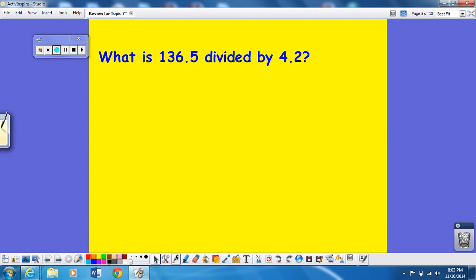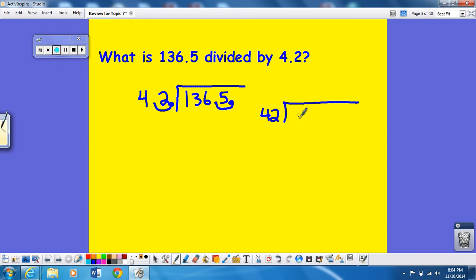All right, here is a decimal by a decimal. So let's copy it down first. What is 136.5 divided by 4.2? Now remember, in order to divide, your divisor has to be a whole number. So we have to move the decimal one place to make it a whole number in the divisor, which means we have to do the same thing in the dividend. Please don't try to work this problem like this. I need you to rewrite the problem. So our new problem is now whole number 42 into 1,365.